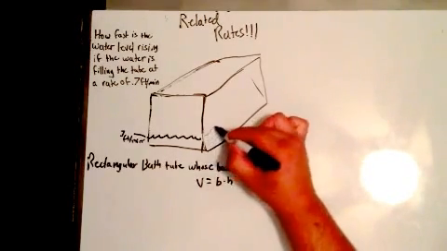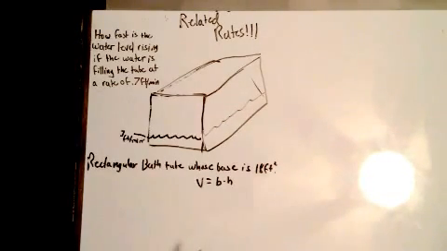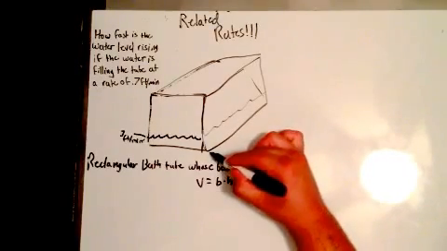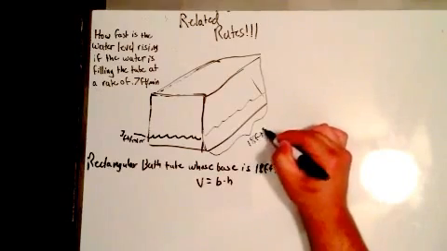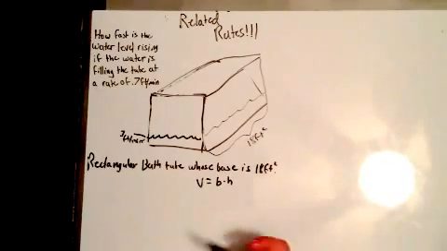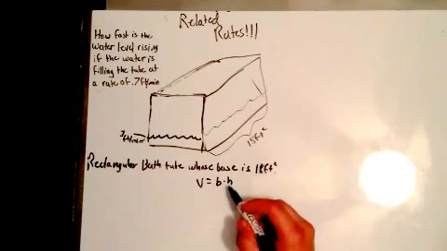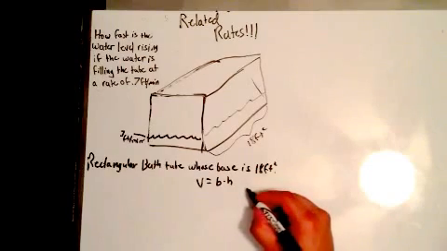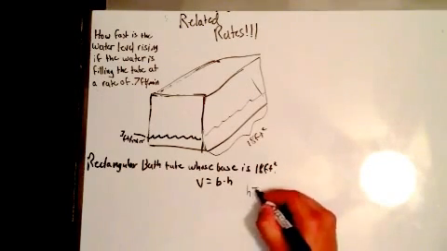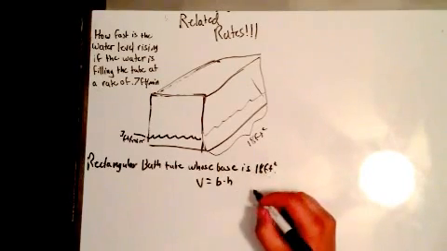So this is our tub, and that's our water. We know it's filling up at 0.7 feet per minute. And the base of this bathtub is 18 feet squared. We know that to find the volume of anything, the volume is equal to base times height. So what we're going to do is let the base equal 18.